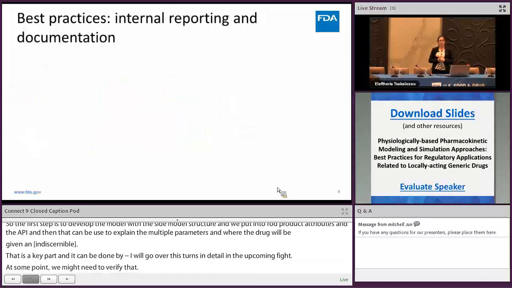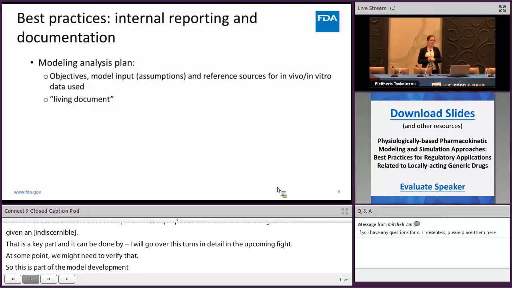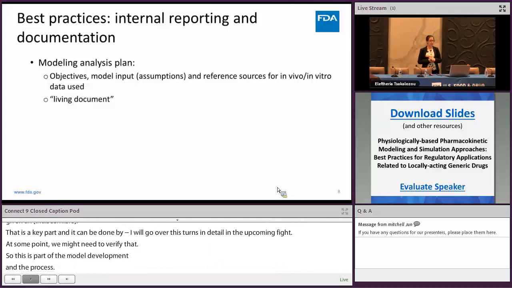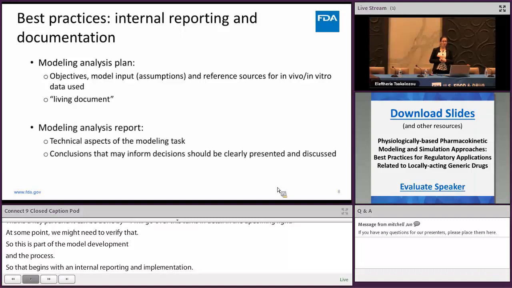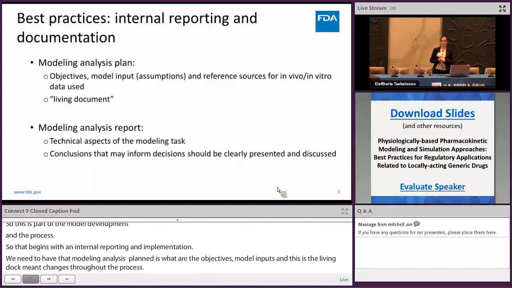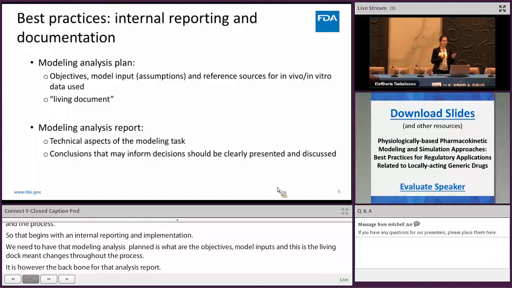So the model development process begins with an internal reporting and documentation. We need to have a modeling analysis plan that outlines the objectives, what are the model inputs, what are the reference sources for these model inputs, and this is a living document. It changes throughout the process. It is, however, the backbone for a model analysis report that is a far more technical document, and it is the basis for the conclusions that we will come up with that will eventually inform decisions.